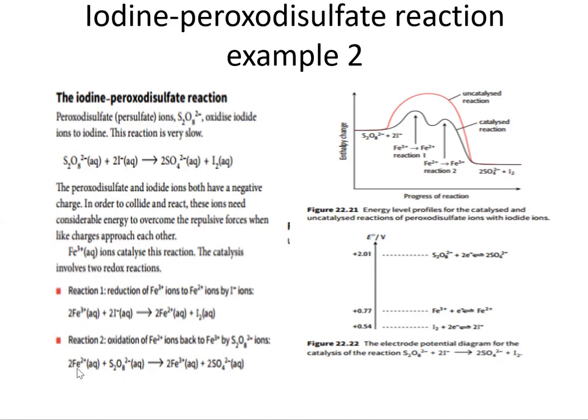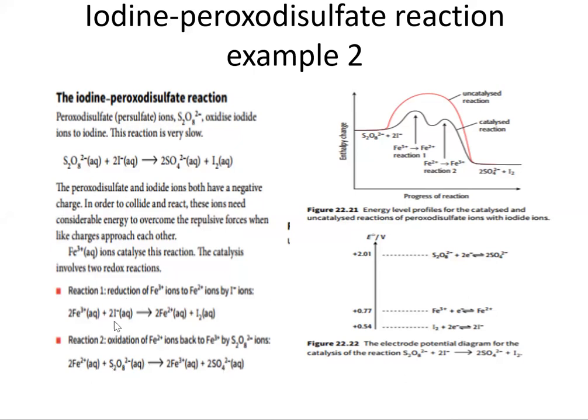side by side, the iron 2 which has been formed is again going to get oxidized, और वो reducing agent के तौर पे it's going. So iron 2 as a reducing agent is going to reduce your persulfate ions back into sulfate.